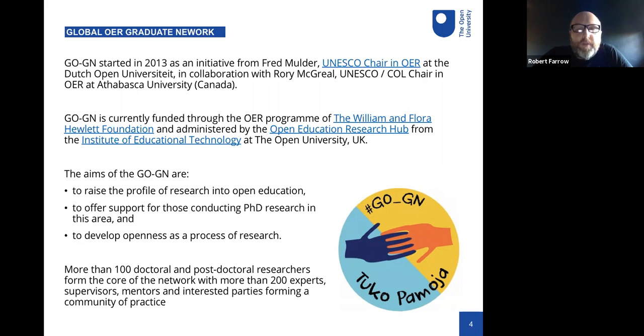And the aims of the network are threefold. Firstly, we aim to raise the profile of research and people doing research in open education. We also offer various forms of direct and indirect support to people doing PhDs or EdDs in open education. And this is quite broadly construed: OER-based stuff, open educational practices, MOOCs, and so on. What's distinctive about the way we do this, I think, is that we're interested in openness itself as a process of research, as a feature of research, and also as an organizing principle and set of guiding values, if you like. At the moment we have in excess of 100 researchers who are either doing a doctorate or have recently done a doctorate. And around that, we have about 200 additional experts, PhD supervisors, and interested parties. So we have this big community of practice, which really goes around the world now. So that's what GoGN does.